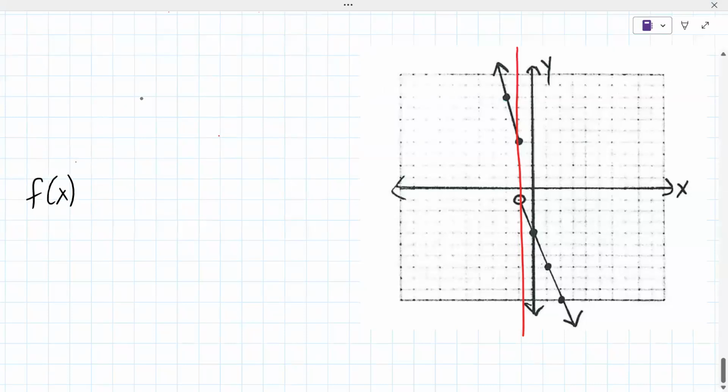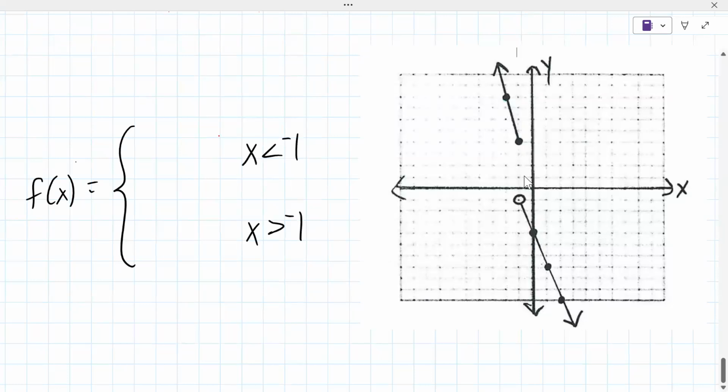-1. Okay, and how many pieces do you see in this one? 2. Yeah, so there's one for less than -1 and one for greater than -1. Which one would you use for -1? Would you use the left one or the right one? The left one. Yeah. Okay.